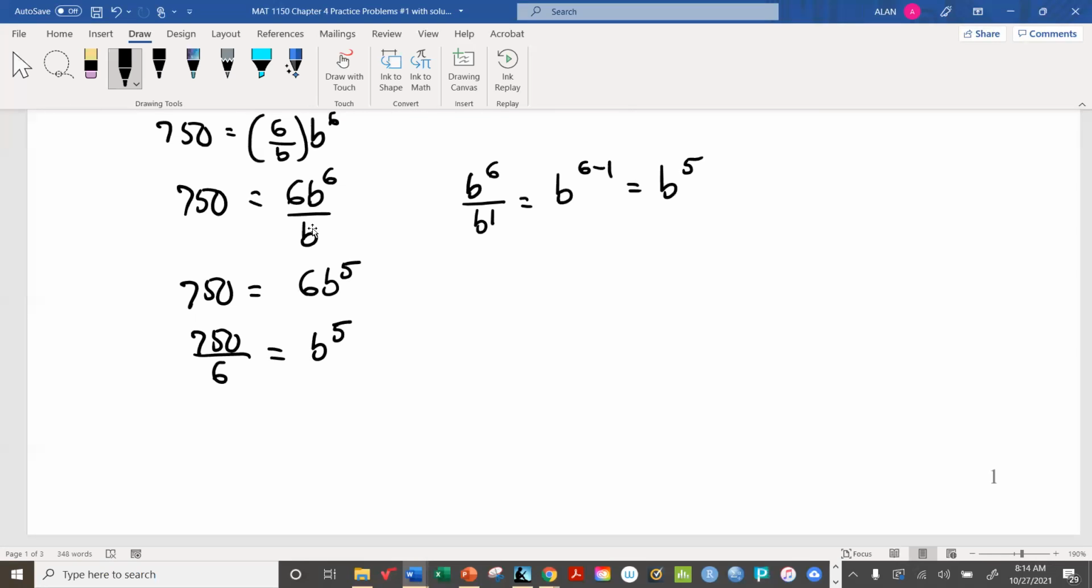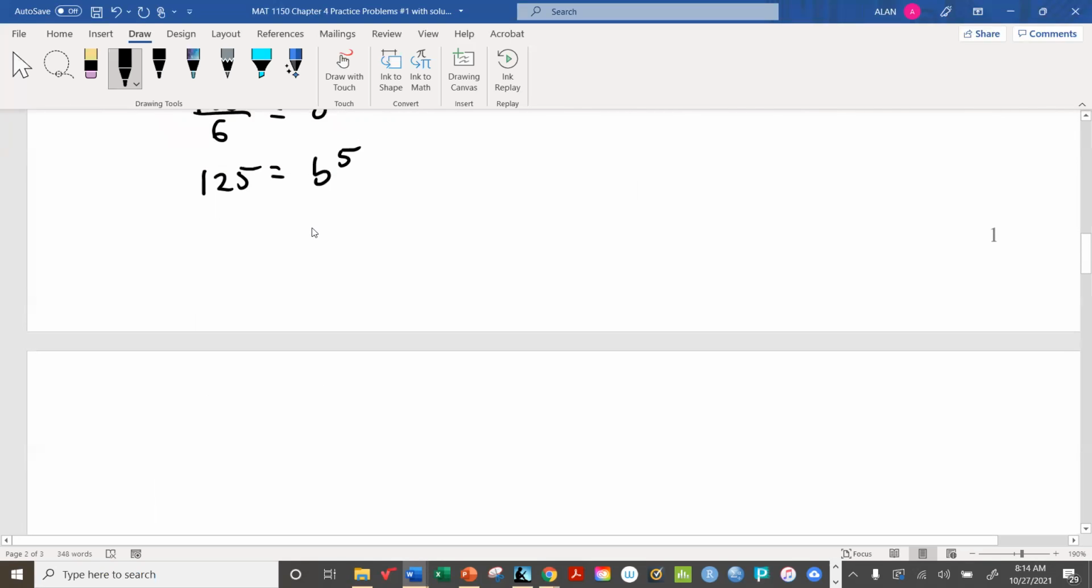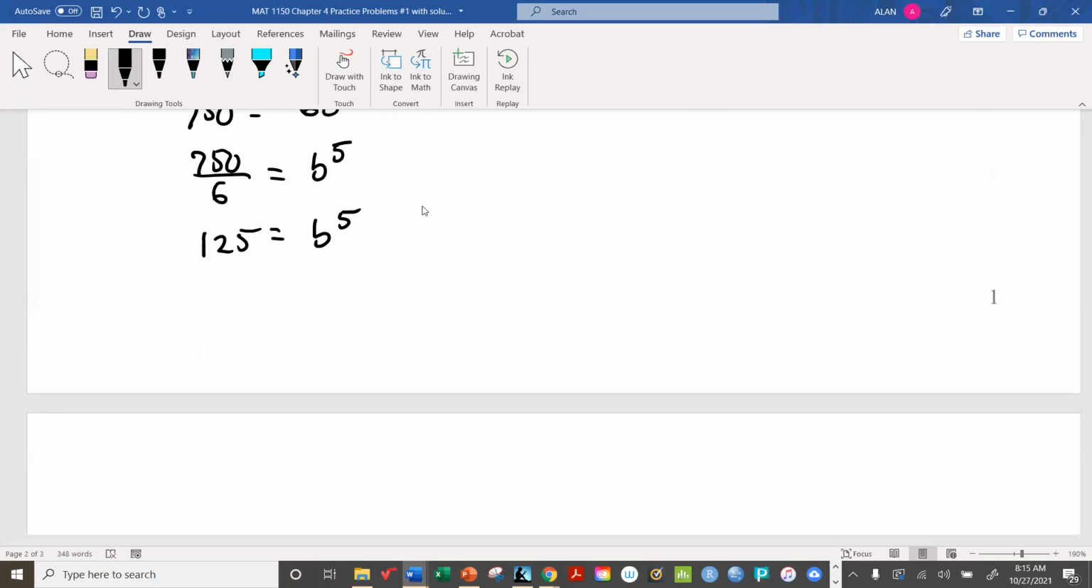All right, and so, hold on 1 second. 750 over 6 is 125. Okay, nice round number, 125. But of course, we're not looking for b to the 5th. We're looking for just plain old b. So we have to take the 5th root of both sides.